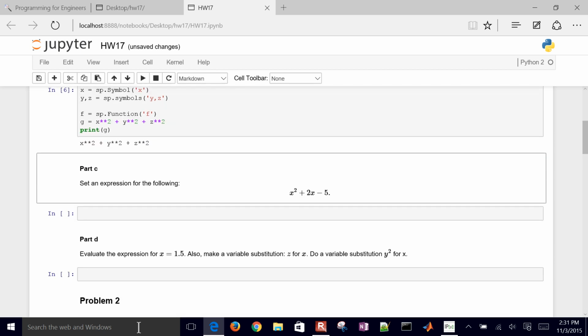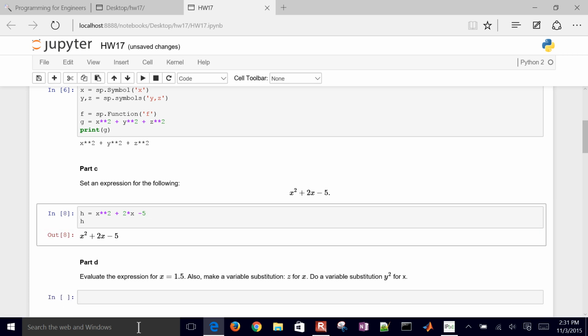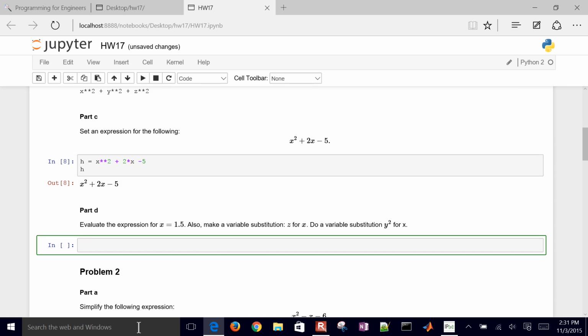Okay, so we want to set an expression for the following. Let's just do h is equal to x squared plus 2 times x minus 5. Okay, and then if I just put h there, I'll see that it output that function. Then we want to evaluate this function at a value of 1.5. To do this, we'll use the subs function. We'll substitute 1.5 for x, and then if we print that, we'll be able to see what the value is.